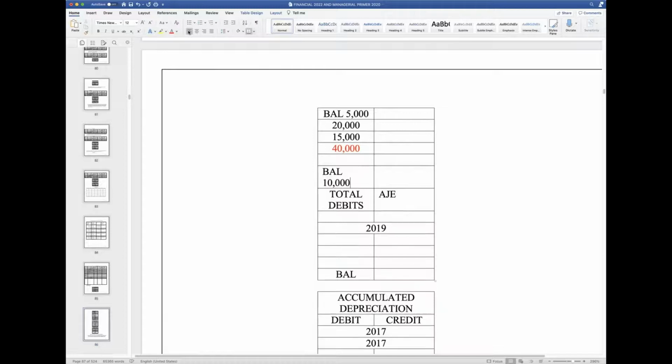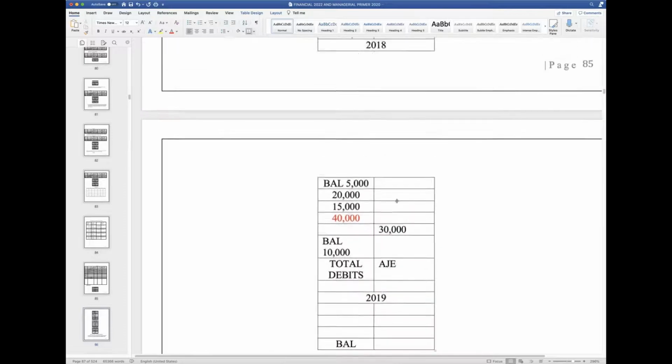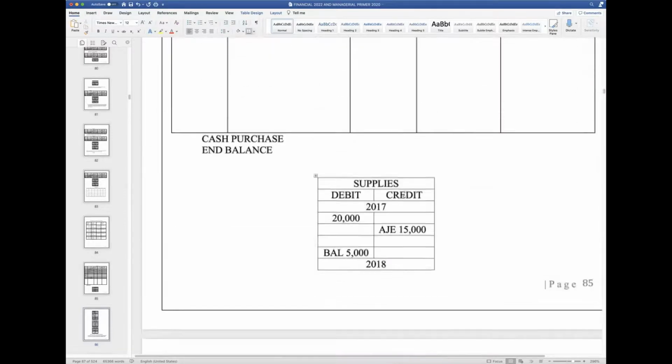How much supplies did we use? What's our adjusting journal entry going to be? $30,000. How do we get 30,000? 40,000 minus the 10 left over. We look at what we had, we subtract the ending balance. So the adjusting entry is always that difference.